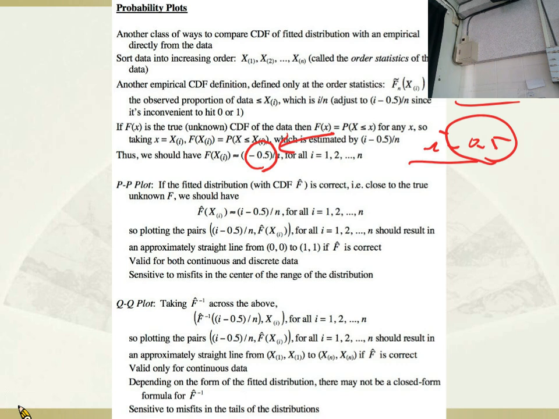If you don't think so, that's okay. You just use i over n. But the current results, we adopt the correction. So we have i minus a half over n.